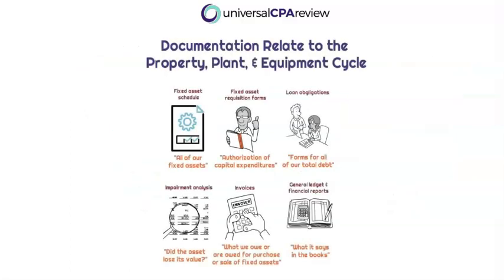As an auditor, what documentation, once again, are we going to be looking at when obtaining this audit evidence? So the documentation that you should focus on is going to be, once again, these fixed asset schedules, fixed asset requisition forms, loan obligations, impairment analysis, invoices, and we might be even looking at the general ledger and other financial reports. Okay, so bottom line, this is going to be the documentation that we are going to be looking at when obtaining the evidence we need related to management's assertions about property, plant, and equipment.